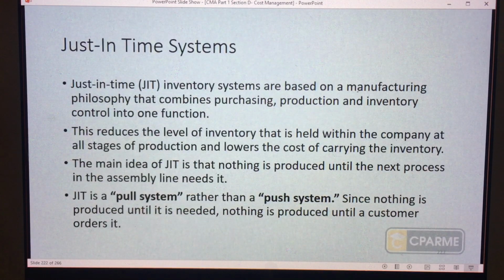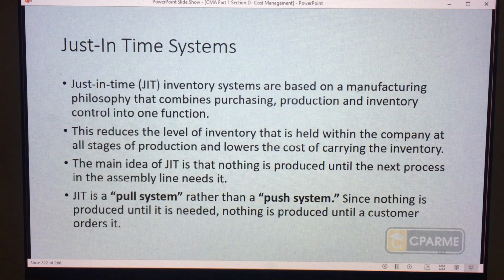And this is one of your business process performance systems, your just-in-time concept. It is based on the philosophy that combines your purchasing, production, and inventory into one control function. As the name just-in-time suggests, it is going to reduce the inventory level that our company holds. So your inventory is there as you go into your production.